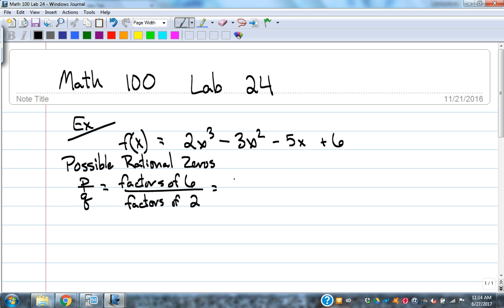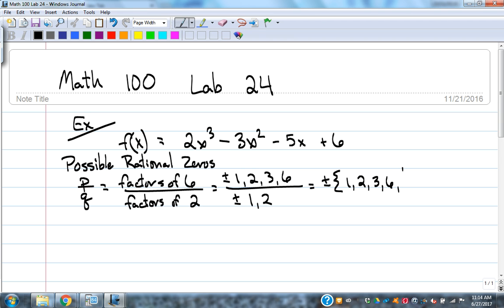So the factors of 6 would be 1, 2, 3, and 6. Obviously, positive or negative on all of those. And then the factors of 2 would be 1 and 2, positive or negative on those. So our factors are going to be plus or minus, and I'm just going to list the numbers and realize that plus or minus is in front of each of them. If I divide 1, 2, 3, and 6 by 1, I get those numbers back.